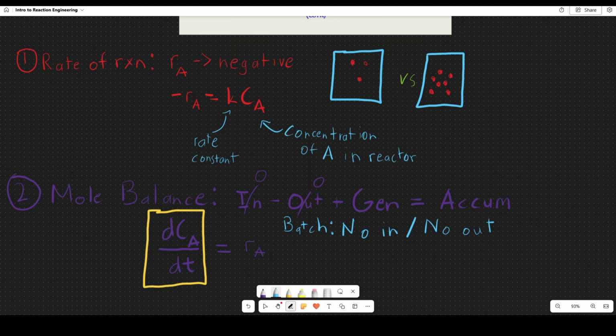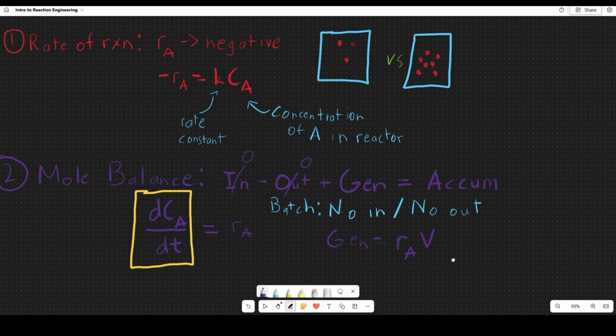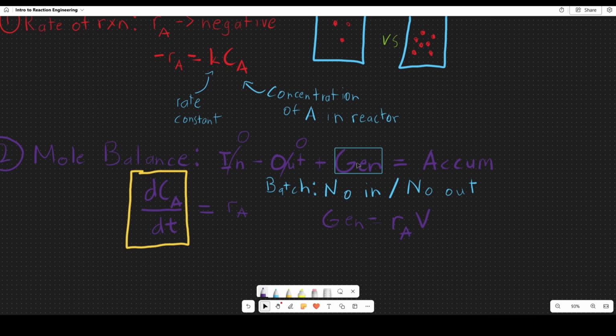V, because it's the rate of the reaction times the volume. Let me write that down. So generation equals R sub A times V. Generation, by the way, is the generation of product that we're talking about here.